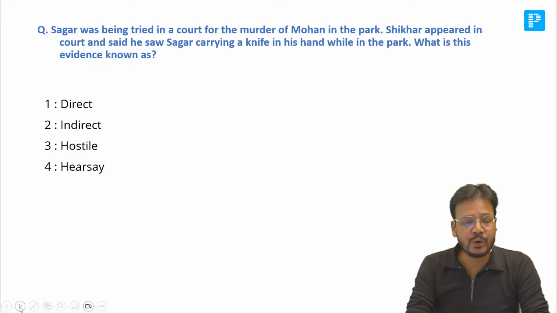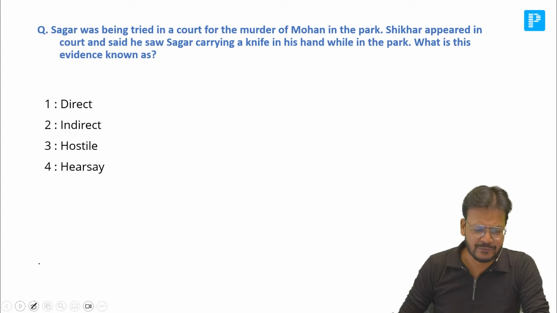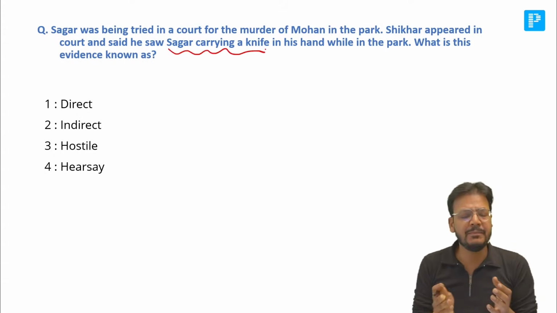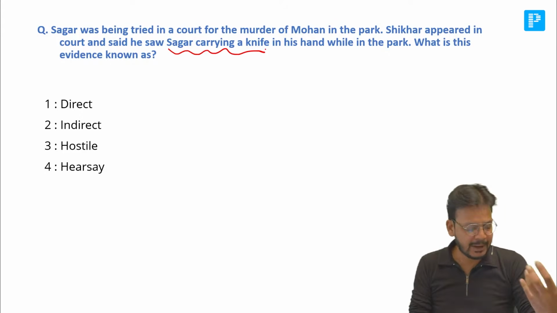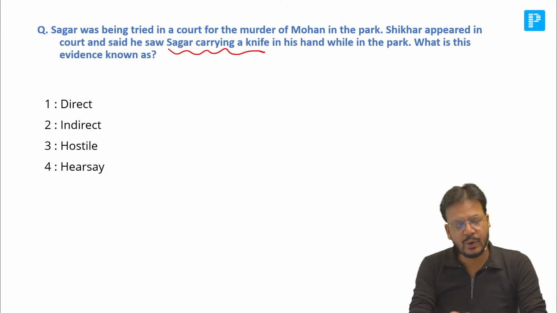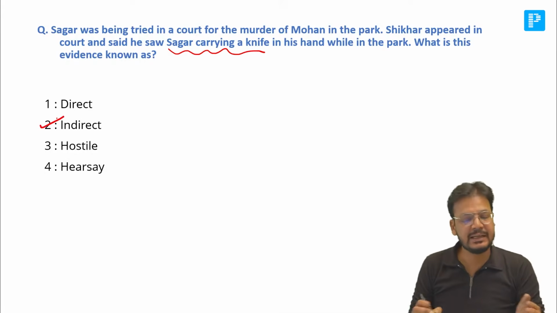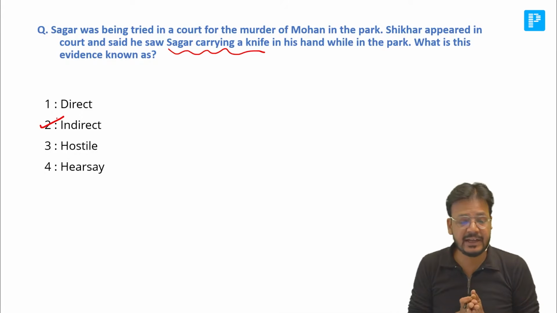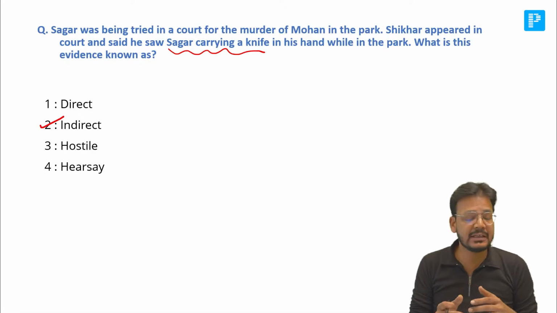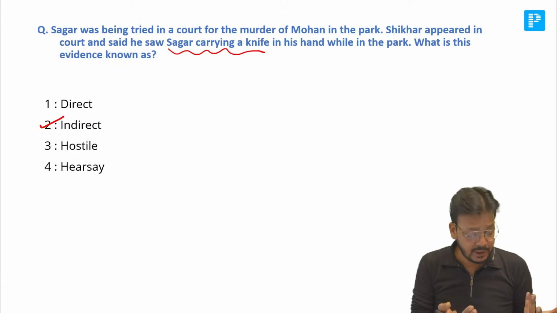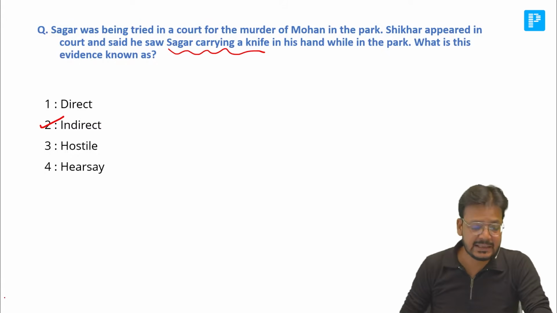Now Sagar was being tried in the court for the murder of Mohan in the park. A seeker appeared in the court and said he saw Sagar carrying a knife. Look carefully: he saw Sagar carrying a knife, meaning Sagar was walking around outside in the park with a knife. What is the evidence? It is known as direct, indirect, hostile, or hearsay. Yes, Harshvardhan Patidar, you are absolutely right. It is indirect evidence. Why? Because he has not seen Sagar killing someone. He has seen Sagar carrying a knife in the hand, which is not direct evidence.